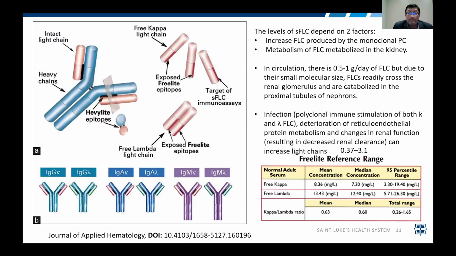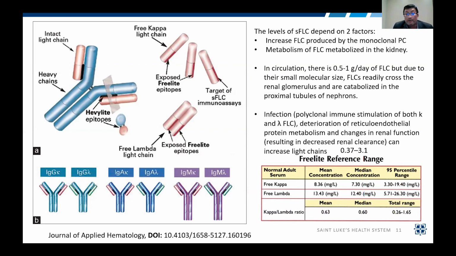So if you look at the free light chains, this is the key test that we like to order in our patients. First of all, production-wise, it can be increased, or there is an increased metabolism. Infections, inflammations, someone who has rheumatoid arthritis, chronic kidney disease, they can all affect the free light chain levels.